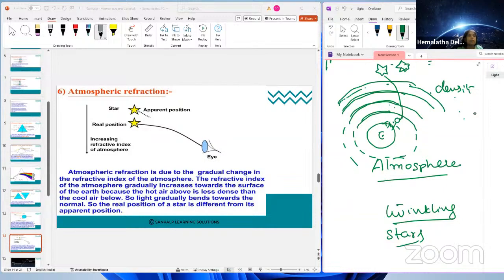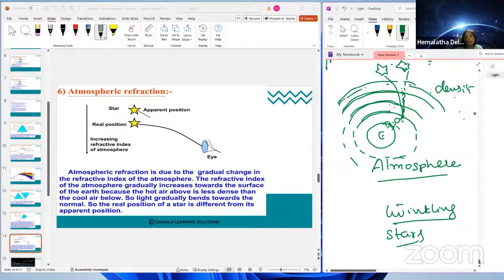If you draw a straight line without the atmosphere, what happens? The light might have traveled like this, not perpendicularly. The light might have traveled like this. So the person is watching the star from here.